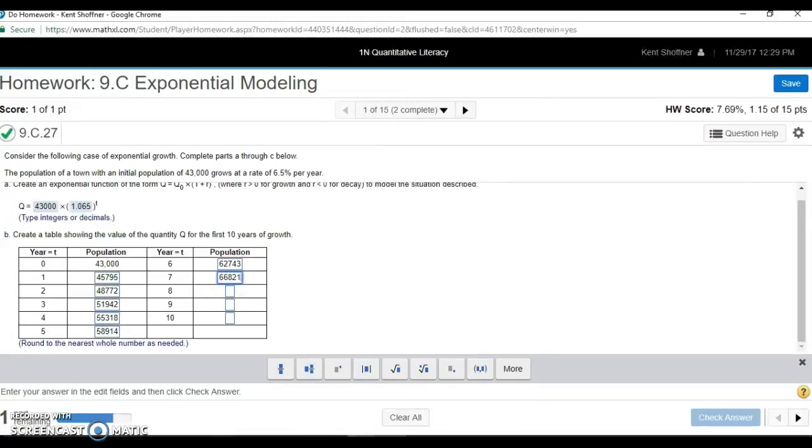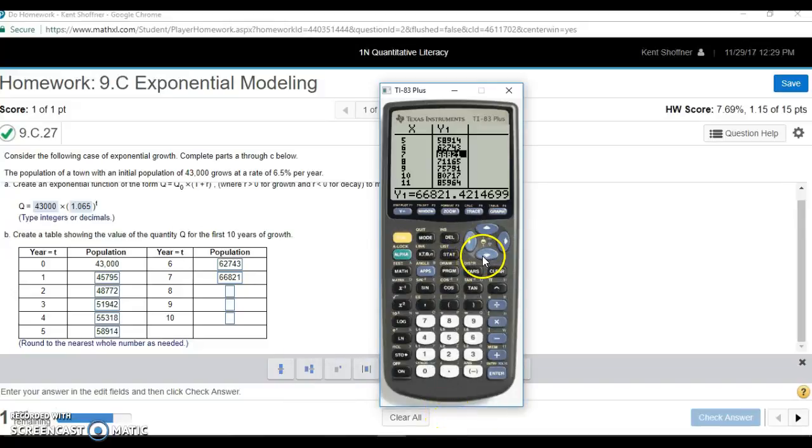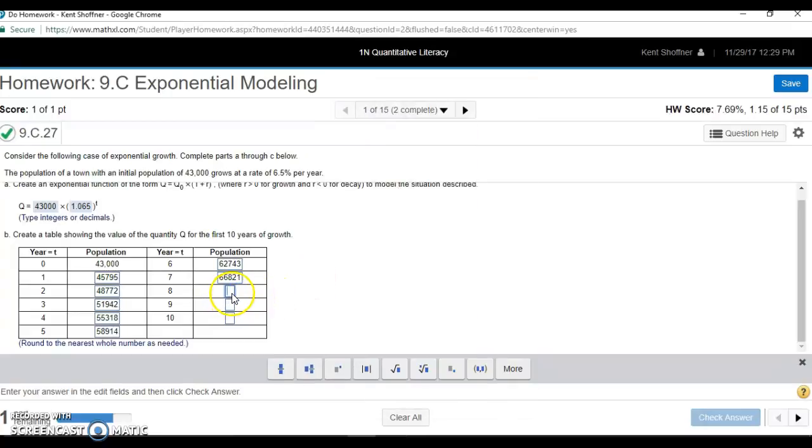66,821. If I go back to my calculator, let's look for year 8. Year 8's the next one, 71,164.8, which rounds to 71,165. Two more to go.